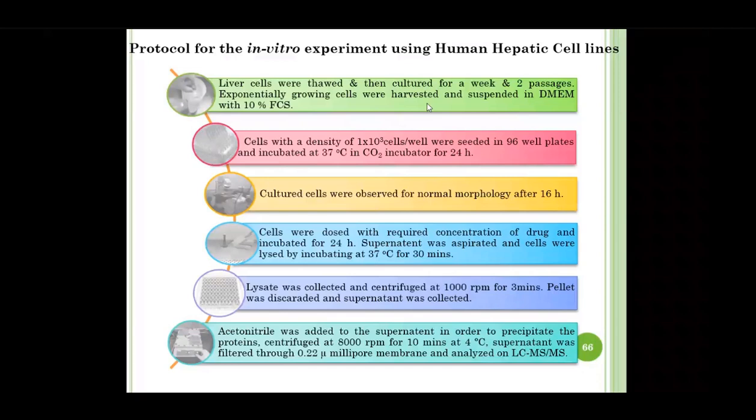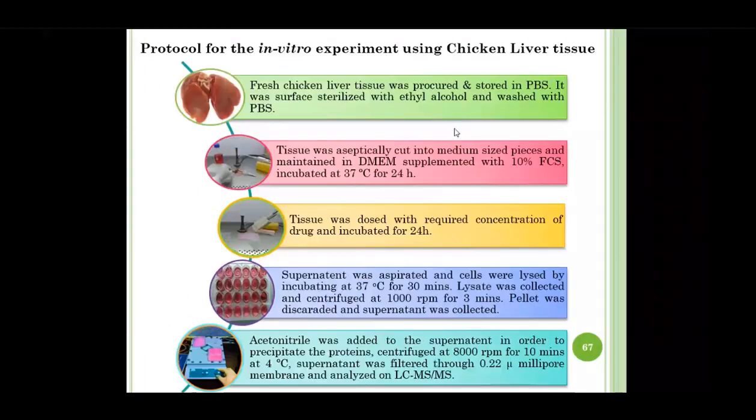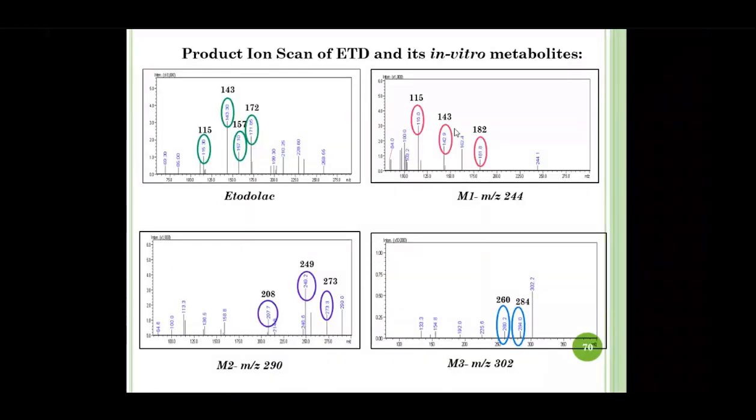Finally, we used LC-MS for the analysis. We used a protocol for in vitro work using chicken liver tissues. So we used another method for metabolite formation. We developed metabolites by these two different methods for both the drugs and analyzed the metabolites. So these are the analyses of the metabolites. Various metabolites have been identified.